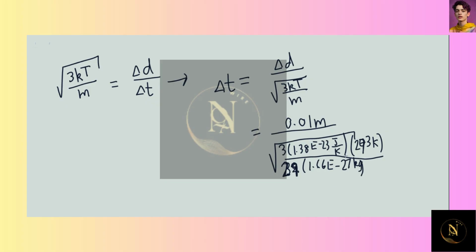Just repeating that: Boltzmann constant, 1.38 times 10 to the negative 23 joules per Kelvin. Our temperature is 293 Kelvin, going from 20 Celsius to Kelvin. And our mass is assumed to be 29 times the mass of a proton, 1.66 times 10 to the negative 27 kilograms. Plugging all this in, we are left with a result of 2 times 10 to the negative 5 seconds.